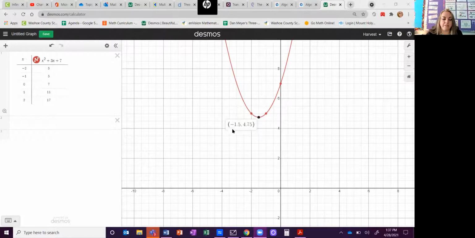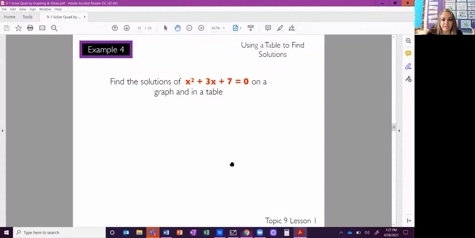It's never going to go past this point. So anyway, there's not going to be a solution. Okay, so that's that one. Let's look at a different example, because that one didn't give us a whole lot of help there.